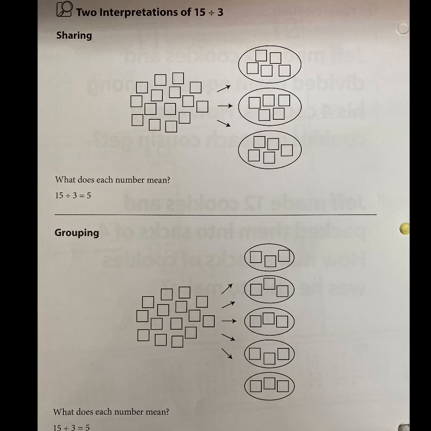Let's spend some time talking about the difference between sharing and grouping in both of these equations. I want to stress the fact that it really makes a difference what the story problem is asking you or what it's telling you. So we're going to go through each step and talk about what the dividend means in each problem, what the divisor means in each problem, and what the answer is telling us in each problem.